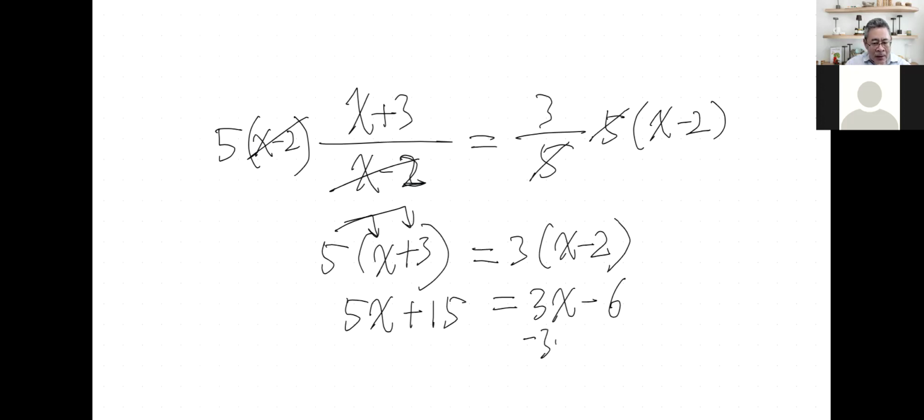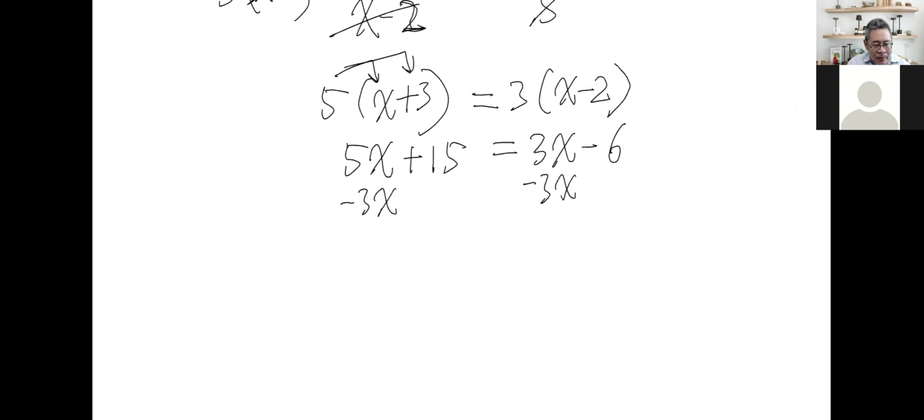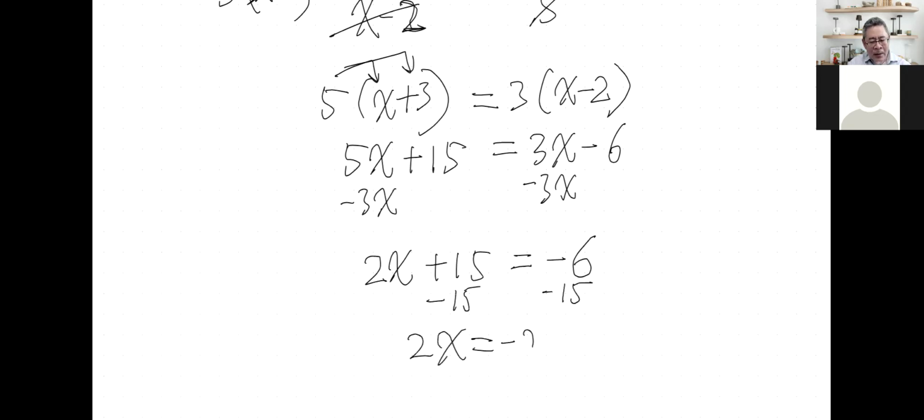What we got is 2x plus 15 equal to negative 6. So we had moved 15 over, so minus 15. Then we got 2x equal to negative 21. Are you okay here?